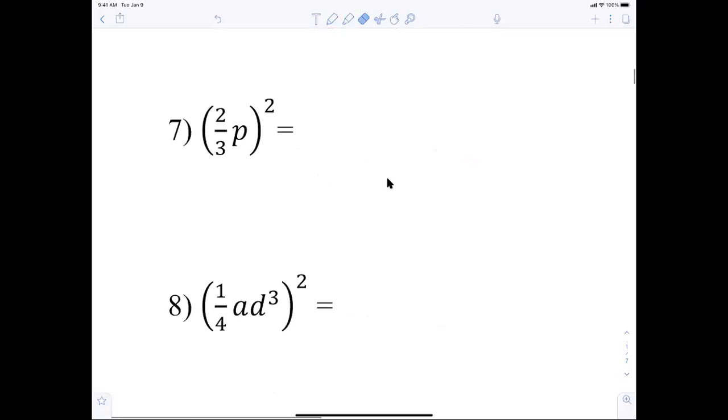So now we're on number 7. Here we go. Now, again, in this case, this is being squared. 2 squared is 4. 3 squared is 9. And now the rule is power to power, you're multiplying. So p squared. Anybody have any issues?